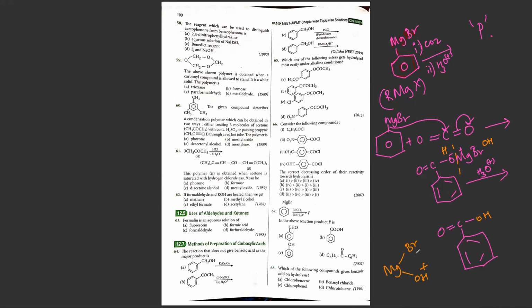So what is your product B? What it is called as? This is called as benzoic acid. So it is B. Okay, you will get benzoic acid. So this is the reaction. Okay, I hope this is clear. So like this, the reaction will proceed. So organometallic compound when react with carbon dioxide. So this is the reaction.